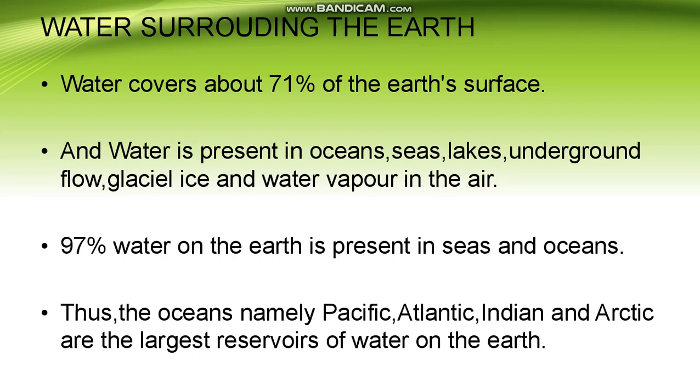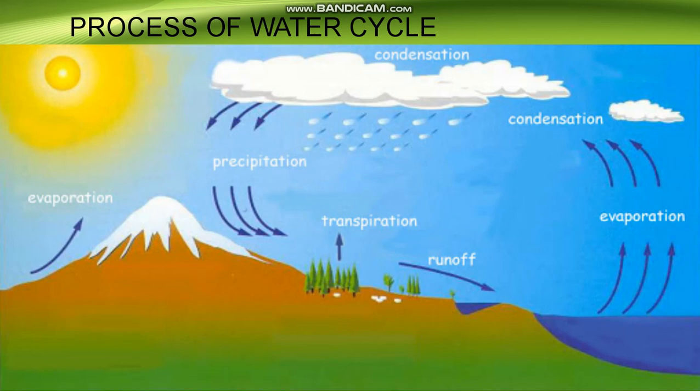And we know very well that water never remains static. It has a cycle which has neither a beginning nor an end. So let's find out in detail how the process of the water cycle works. Here you can see the diagram of the water cycle.